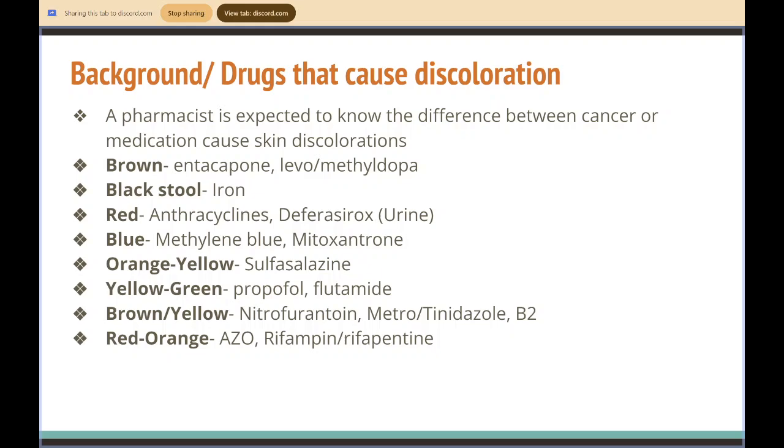So brown, we have entacapone, levodopa, and methyldopa. If a patient talks about black stool, iron. Red, we have anthracyclines and deferoxamine. Anthracyclines will change the bodily secretions. Deferoxamine will change the urine. Blue, we have methylene blue and mitoxantrone. And then orange-yellow, sulfasalazine. Yellow-green, propofol, flutamide. Brown and yellow, we have nitrofurantoin, metronidazole, and B2. Red-orange, we have Azo, and then rifampin and rifapentine.